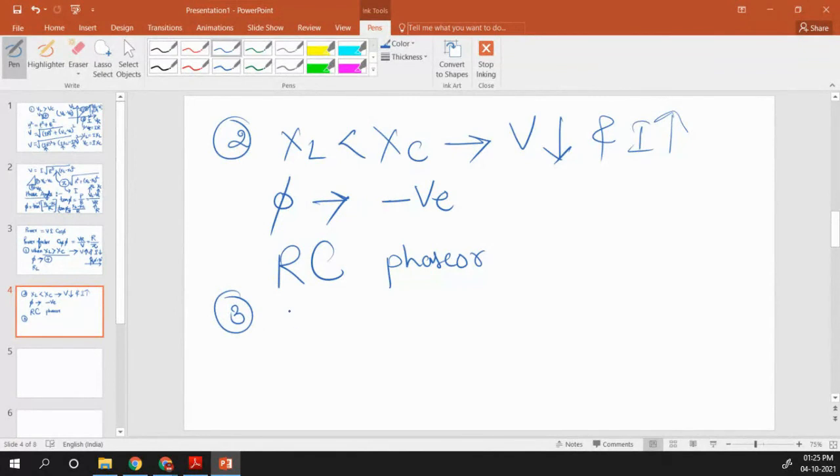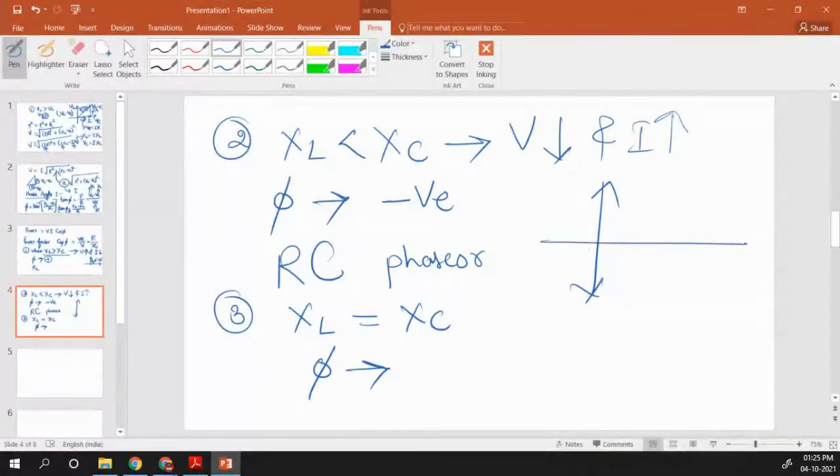Now consider the third case. Third case is your XL is equal to XC. If both these values are equal, then what is the phase? Quickly give your response. 0. Yes, you are right. If you consider VL greater, then we get a 90 degree response. If you consider VC greater, then we will get a 90-degree phase response. But when both are equal, then there is no phase angle. So phase angle is 0 in this case.